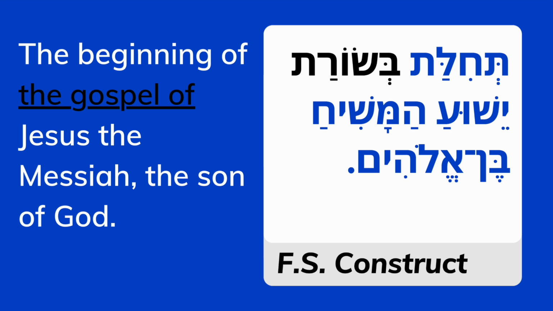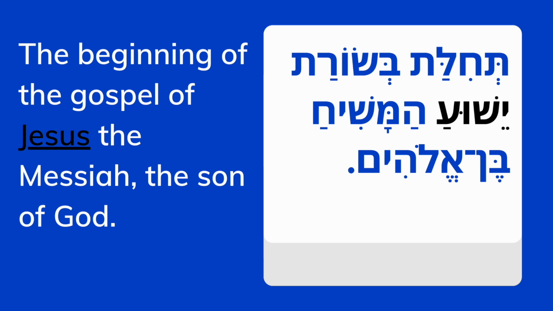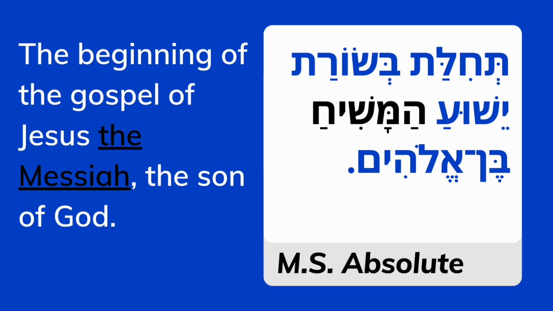So, Techilat b'sorat, the beginning of the gospel of Yeshua. And this is how the name of Jesus is written, Yeshua. So, Techilat b'sorat Yeshua, the beginning of the gospel of Jesus. And now we have an appositional phrase, not oppositional, but appositional. In other words, a word or a phrase that means the same thing as the previous noun. So what does the text want to tell us? What does the Gospel of Mark want to tell us about this person, Yeshua? That he is HaMashiach, the Messiah.